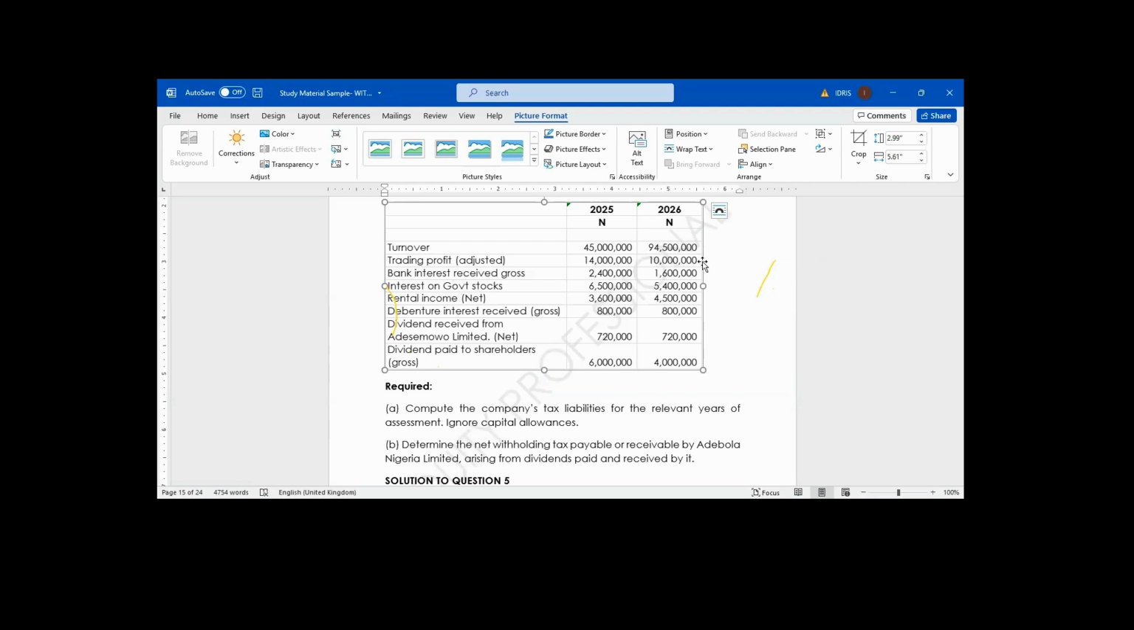Dividend received. Any other taxable income. Bank interest, 1.6. If you add it to 94,500,000, you add rental income on its own. It's about 5 million when you add the withholding tax in the question. At the end of the day, what I'm trying to get is when you add turnover with any other taxable income, they are more than 100 million.